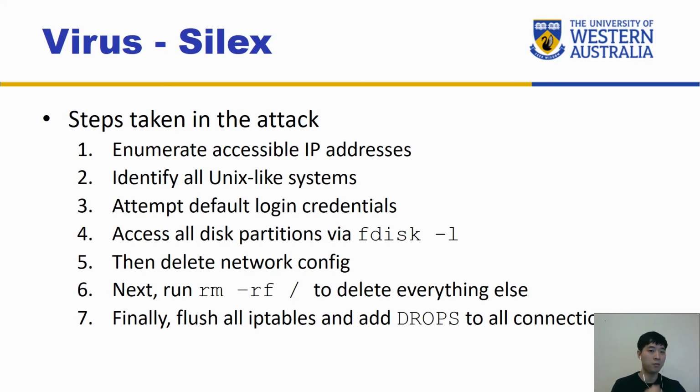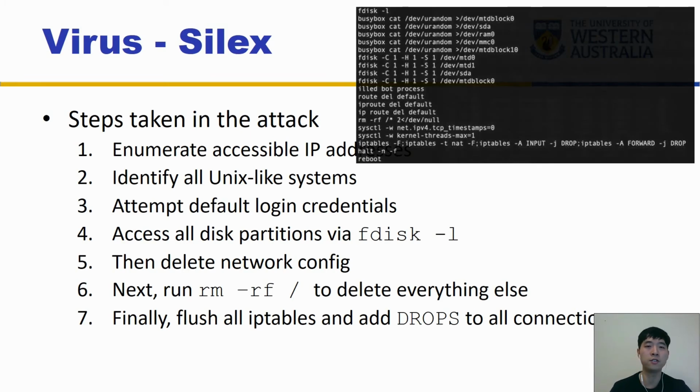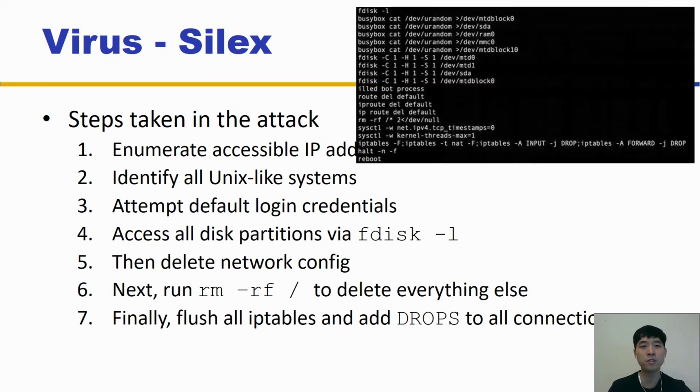Once they found and are able to log in, right? So even at step 3, you can protect your IoT devices a lot by just changing these credentials. Anyway, step 4, it accesses all the disk partitions via fdisk -l, and then deletes the network config. Okay, and then it's going to run this particular command to delete everything else. Finally, flush all IP tables and drop all connections. Okay, so those are the simple scripts that this virus Silex runs on IoT devices.